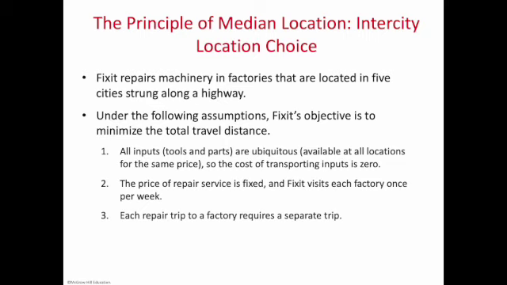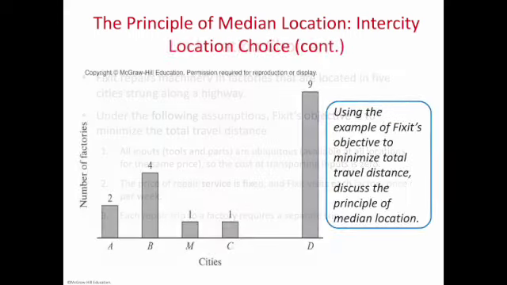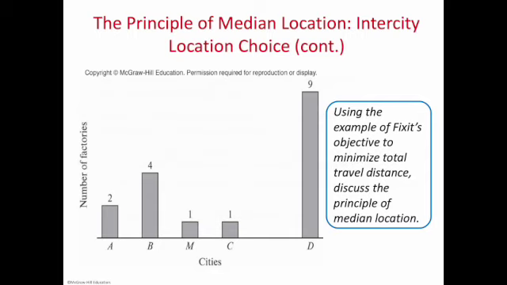The principle of median location, intercity location choice. Using the example of Fixit's objective to minimize total travel distance, discuss the principle of median location. Alt text. A bar graph plots the number of factories in 5 cities along a highway. There are 2 factories in city A, 4 in city B, 1 each in cities M and C, and 9 in city D. The first 4 cities are equidistant from each other, while city D is at a large distance from city C.